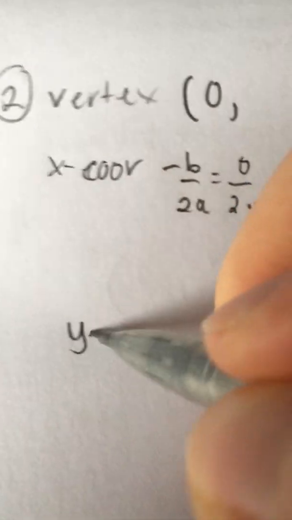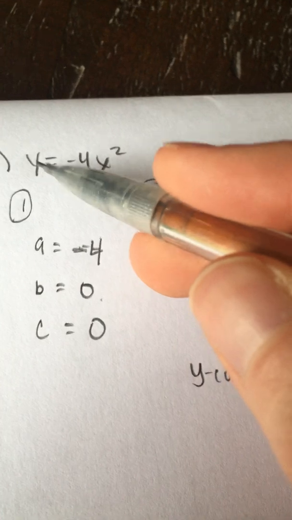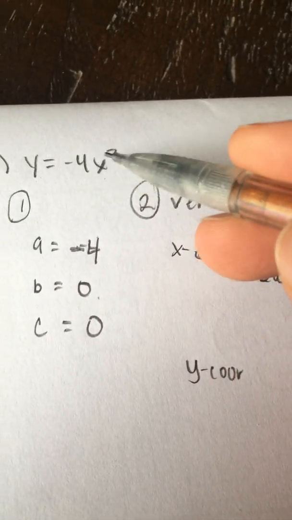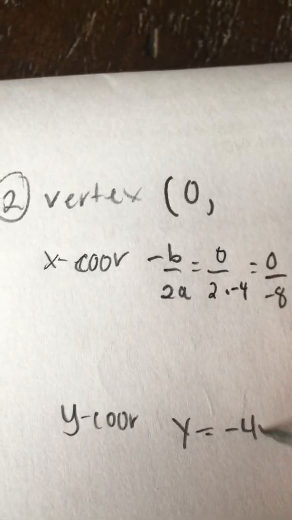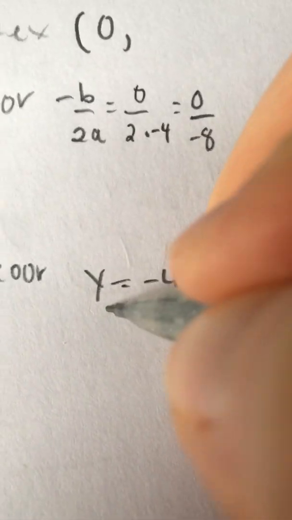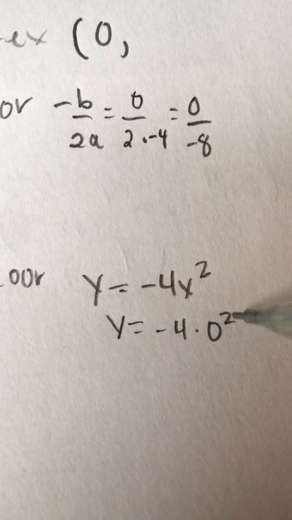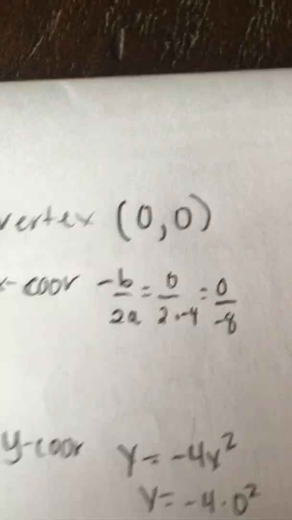We find the y-coordinate, and it's said on the first slide that we went over, is go back to your original. To find y, plug in what you found for x. For x, we know x is 0. So I'm going to write the original, y equals -4x squared. I'm going to plug in what we just found, -4 times 0 squared. 0 squared is 0. 0 times the -4 is 0. Our vertex is 0, 0.